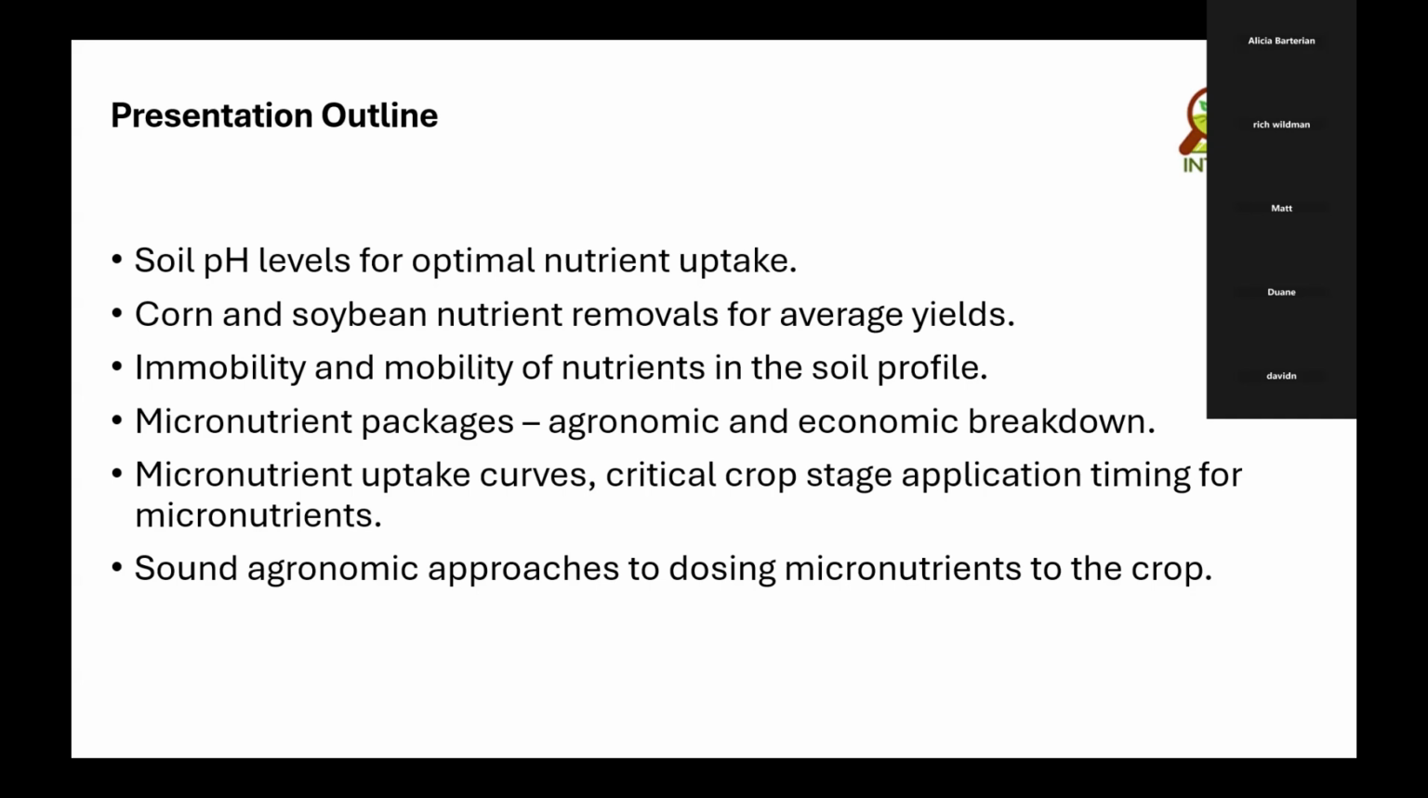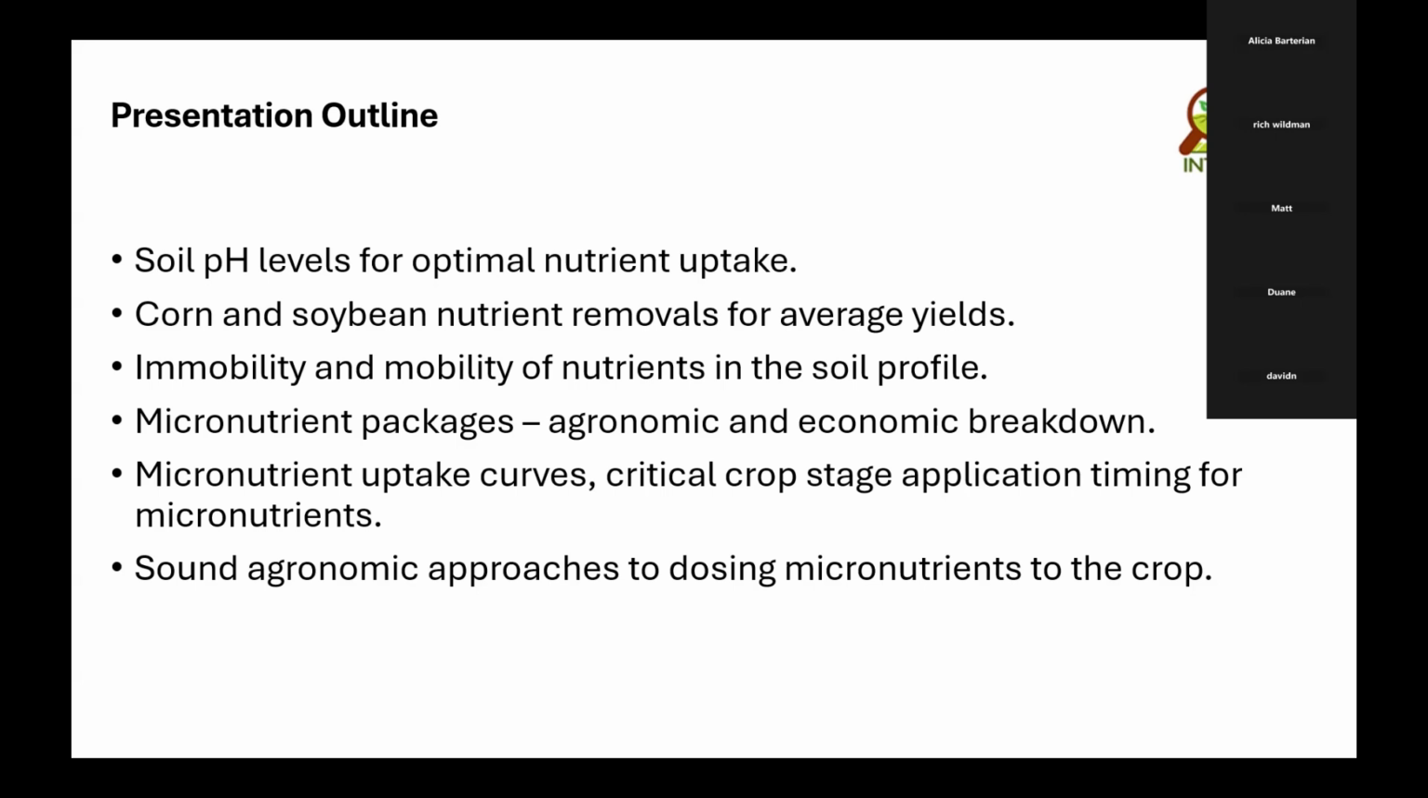Then we're going to get into corn and soybean nutrient removal for average yields. We'll talk about the characteristics of these nutrients. Are they immobile or mobile in the soil profile? Then we're going to break down a couple of micronutrient packages. We're going to look at it in an agronomic way and an economic way.